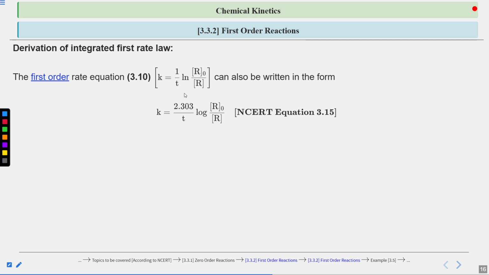So you can write this 3.10 equation of first order rate equation as k is equal to 2.303 by t, for the ln conversion to log, and log r0 by r. The rest will remain the same. This equation is marked as NCERT equation 3.15. And from here, log of r0 by r is equal to kt upon 2.303. This is just a rearrangement of this equation.